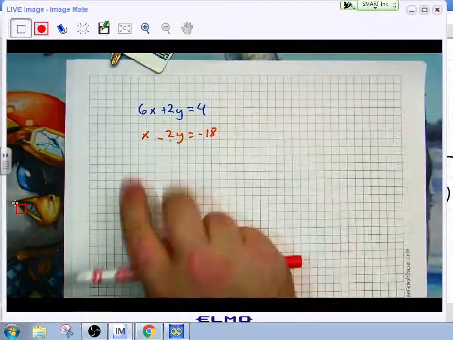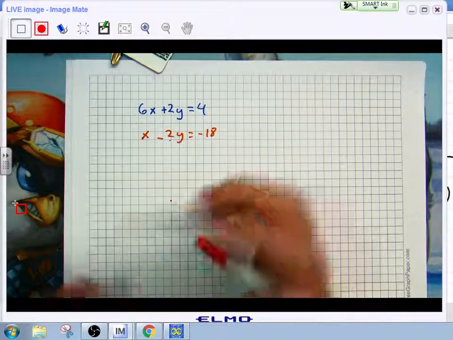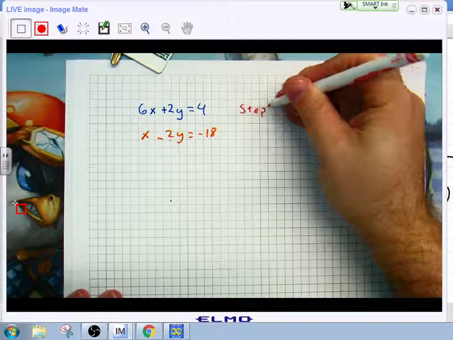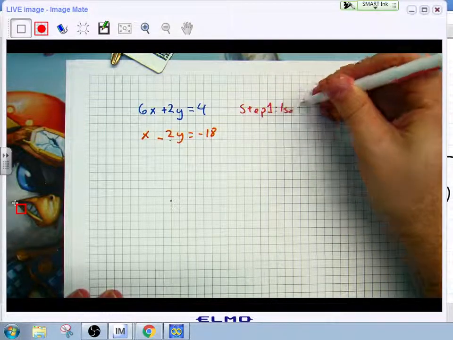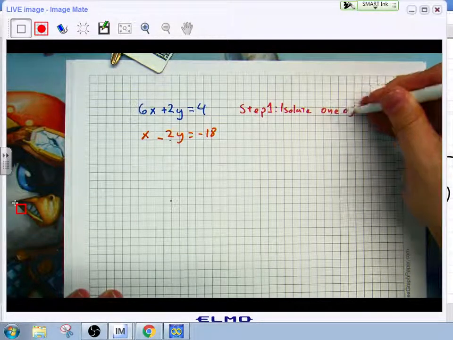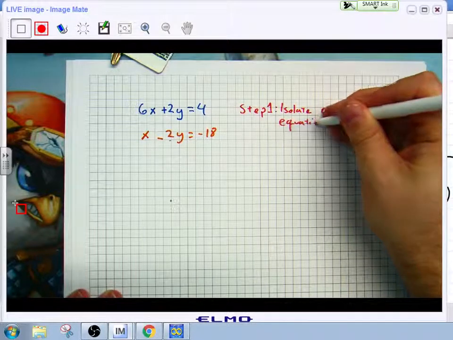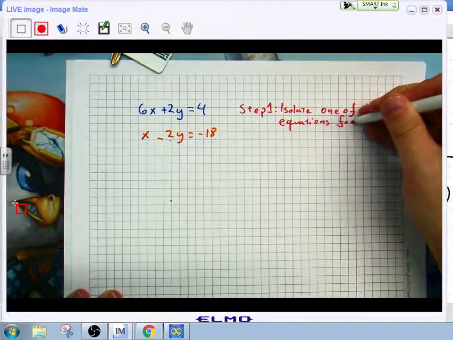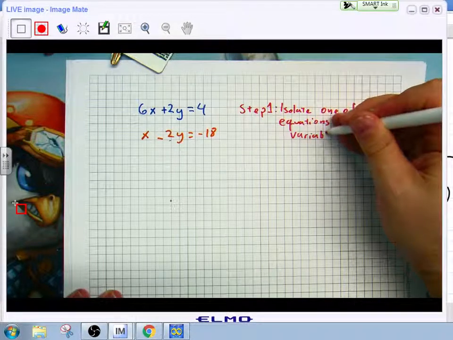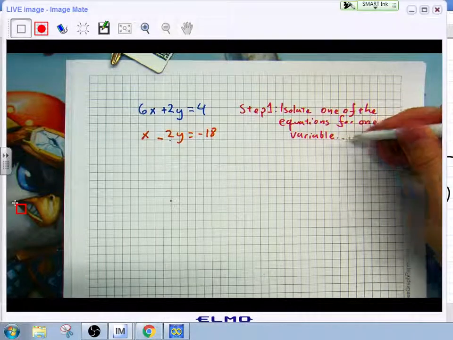In this one, I have both my variables on one side of the equation, and I don't know exactly what to do. So our first step, step 1, is to isolate one of the equations for one variable. And you might be thinking, Victor, what the heck does that mean? What does it mean to isolate one of the equations for one variable?